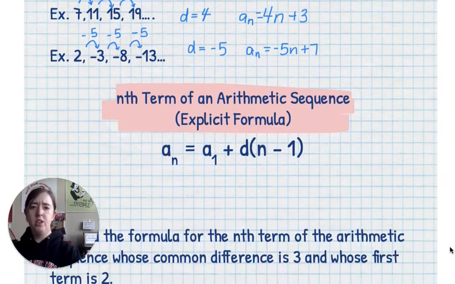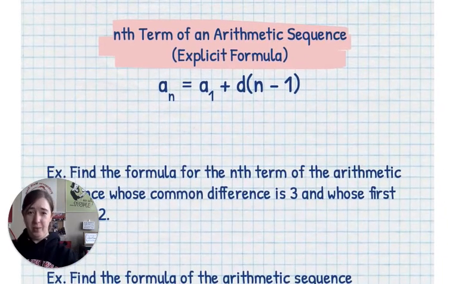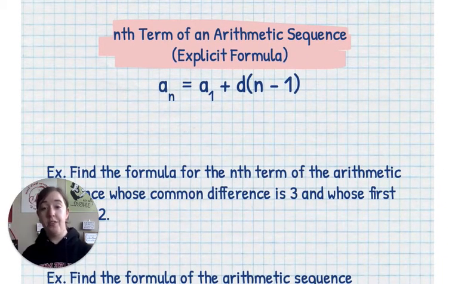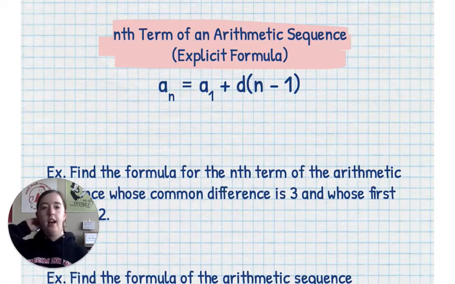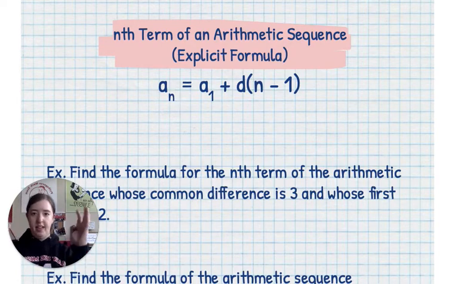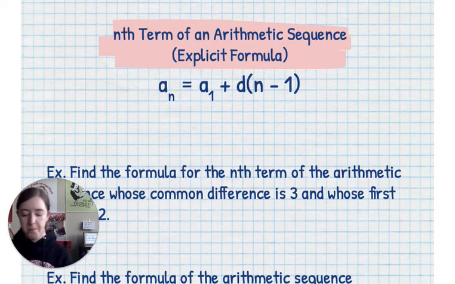Now, working through that every time can get a little bit tedious. So we actually have a formula for this. This is the nth term of an arithmetic sequence, also called the explicit formula. Sometimes they're going to ask it in two different ways. So equation for the nth term or the explicit formula, both the same thing.